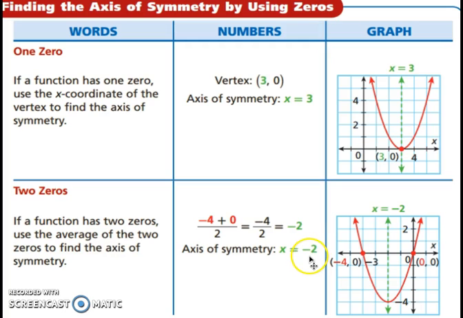Keep in mind, your axis of symmetry is not just a number. It's not just -2. It's an actual line. It's an axis of symmetry. So you need that x equals -2. Let's practice.